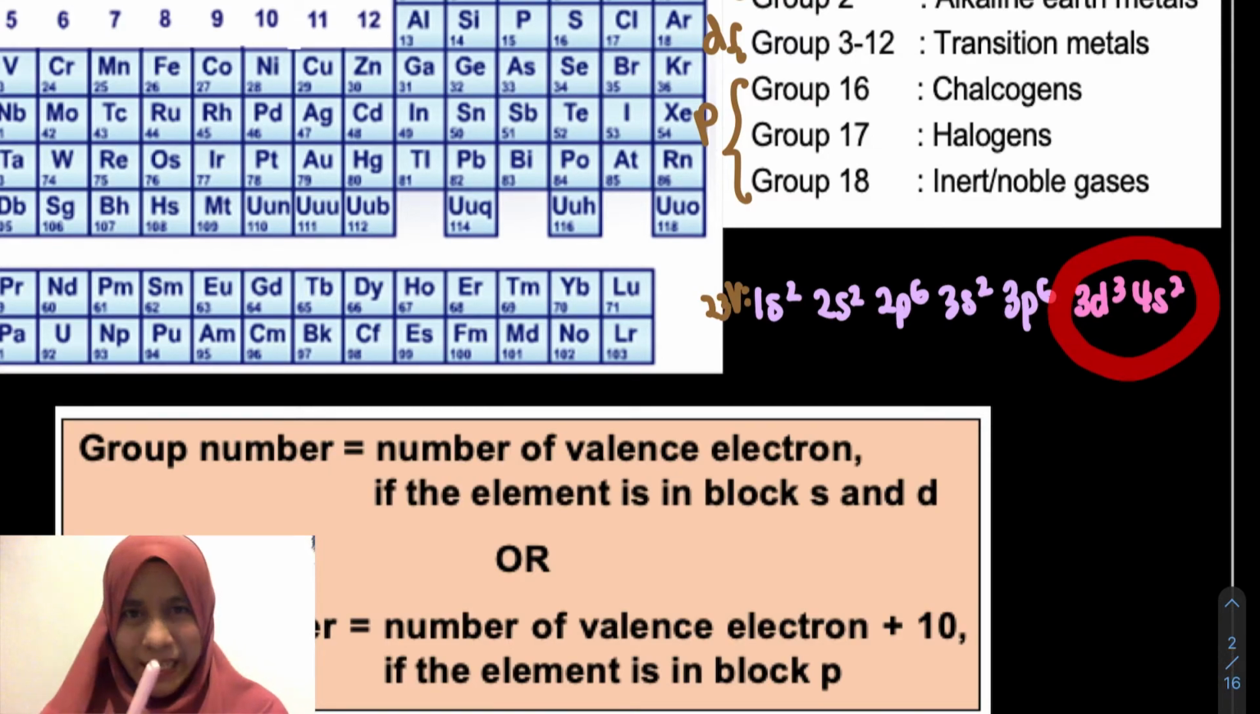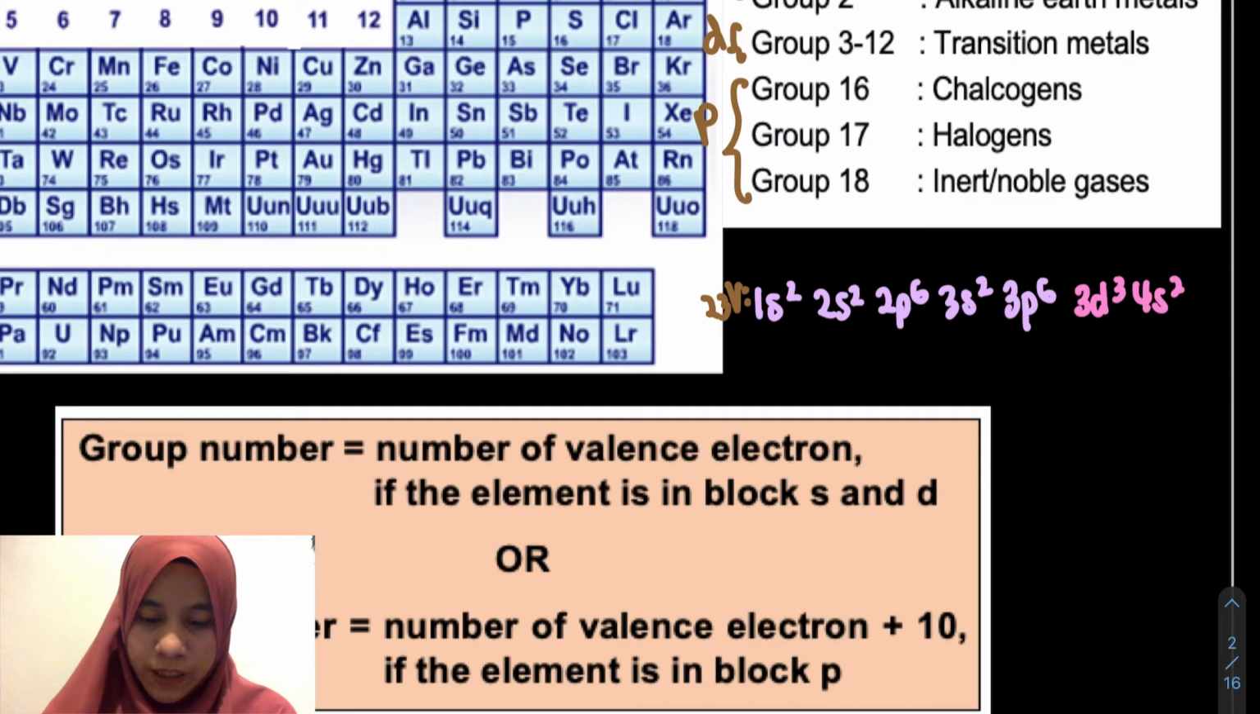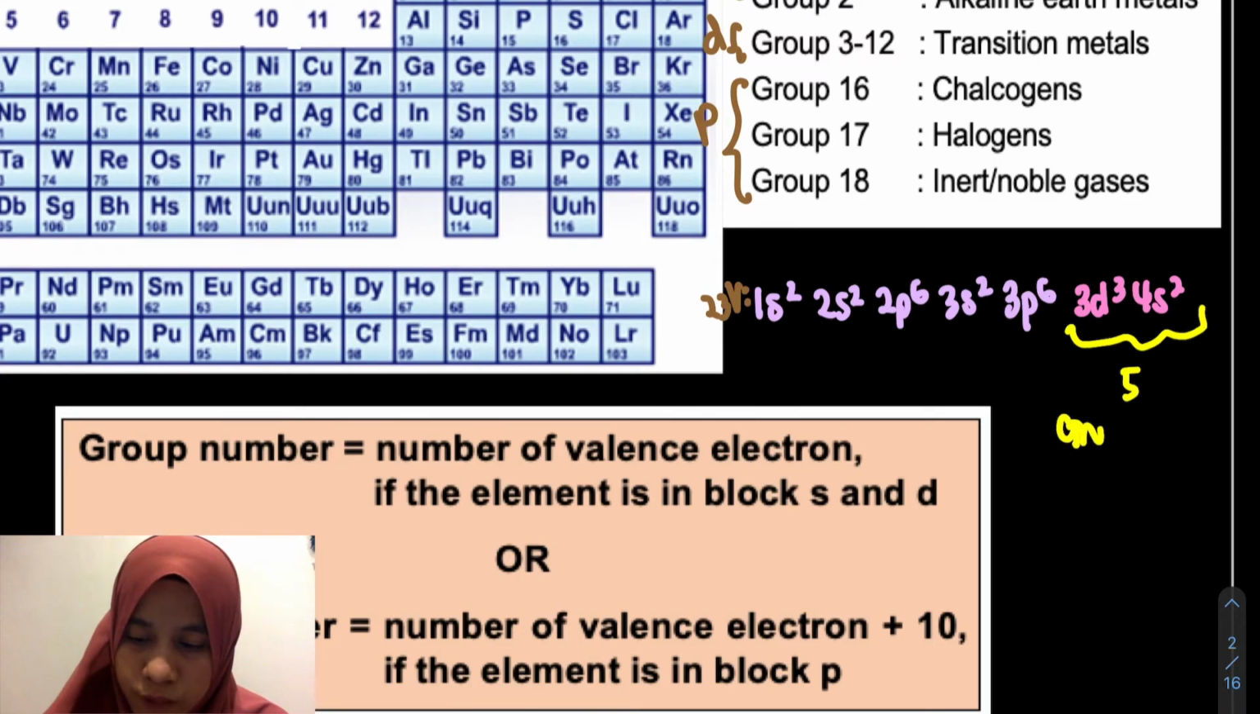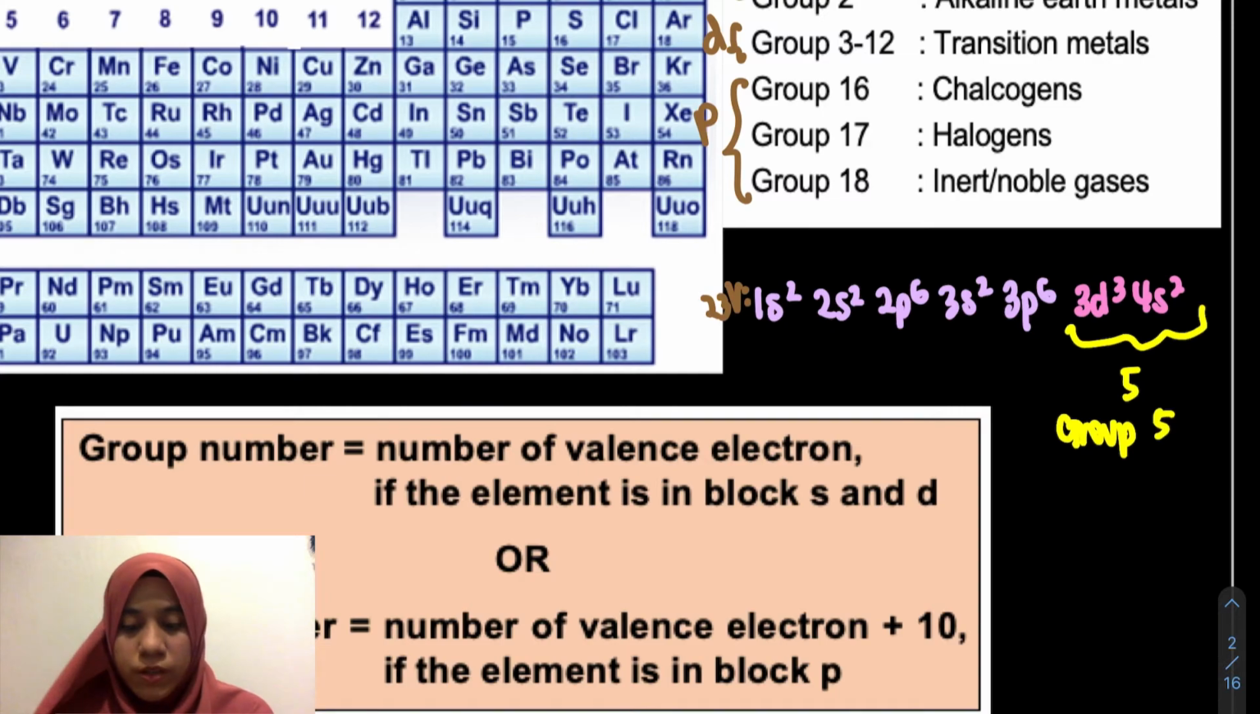Okay, D block is a little different. For its valence electrons, we look at the electrons in the D orbital plus the S orbital. So, the number of valence electrons is 5. And then, this is its period, so it means that it must be in group 5. Okay, why 5? Because this is an example of D block. For D block, we just take our valence electron; you're not going to add any plus 10. Plus 10 is only for P block.